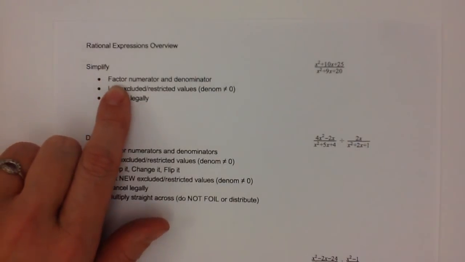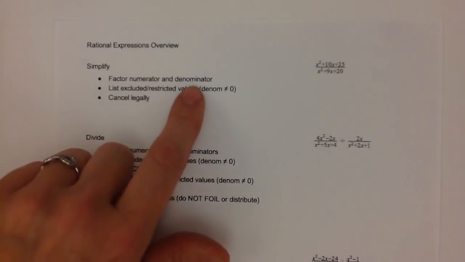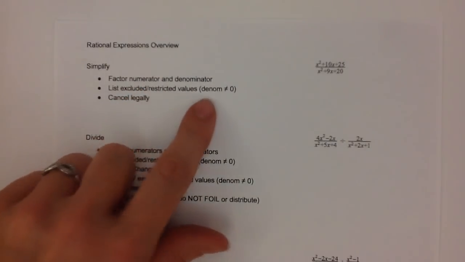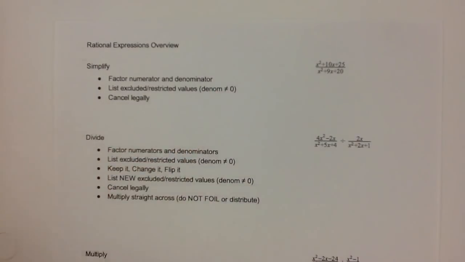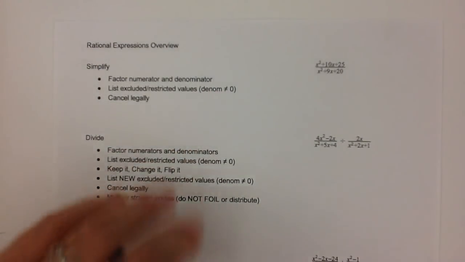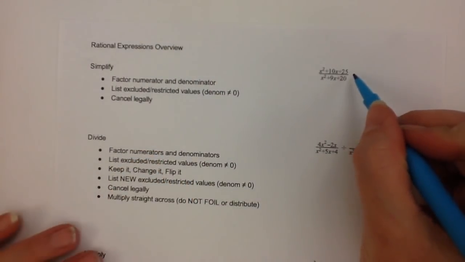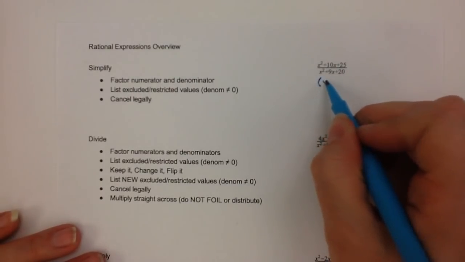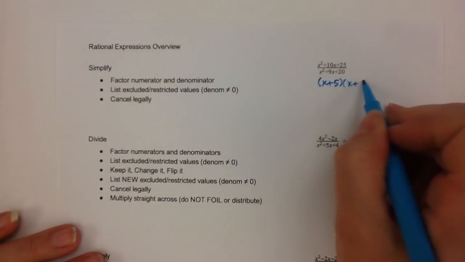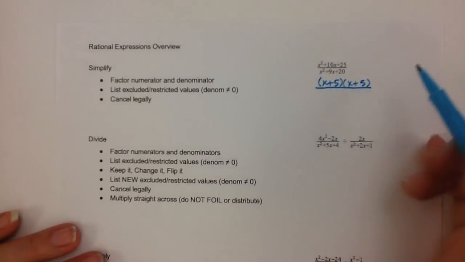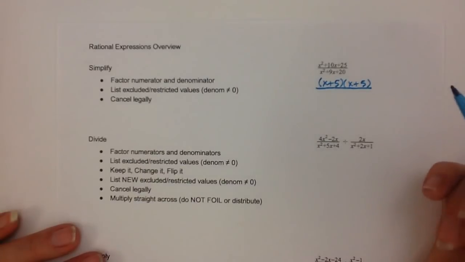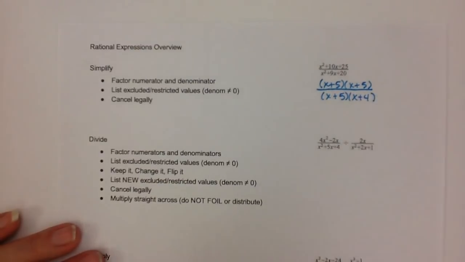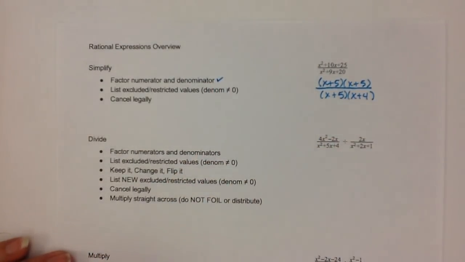When we simplify rational expressions, we're going to start by factoring the numerator and denominator. Then we're going to list the excluded or restricted values, which we get by setting the denominator not equal to 0. And then we're going to cancel legally. So let's start with this example here. We have x squared plus 10x plus 25, which we will factor into x plus 5 times x plus 5 by the AC method. And then x squared plus 9x plus 20 factors to x plus 5 times x plus 4.